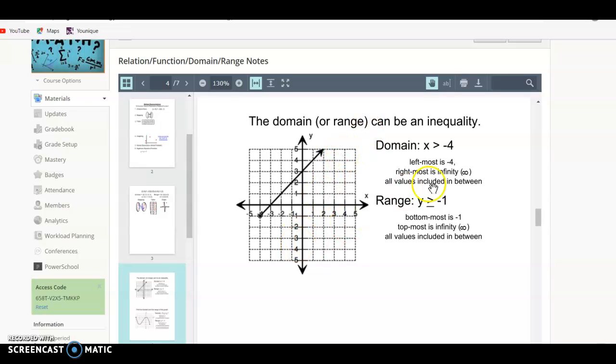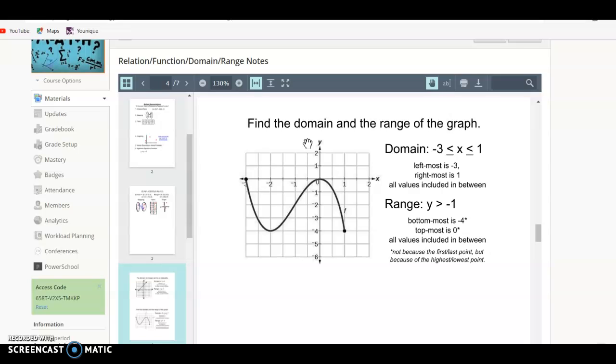The range are your y's, so you're looking at the y-axis. What is your bottommost number? -1. What is the topmost number? Infinity. It's going up forever. So it includes all the values that are between there.